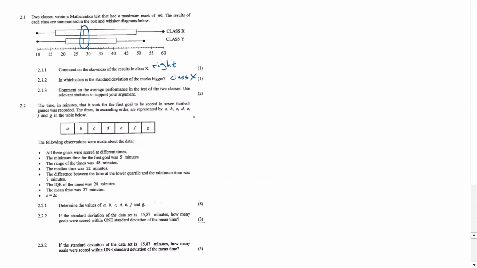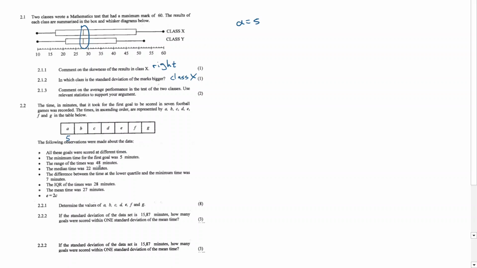Then this is a really nice little mixed up question of box and whisker, mean, standard deviation. Let's check this out. The time in minutes that it took for the first goal to be scored in 7 football games was recorded. The times in ascending order are represented by A, B, C, D, E, F, G in the table below, and the following observations were made. All the goals scored were at different times, so there's not going to be any duplicate number here. The minimum time for the goal was 5, so we know that A is 5.